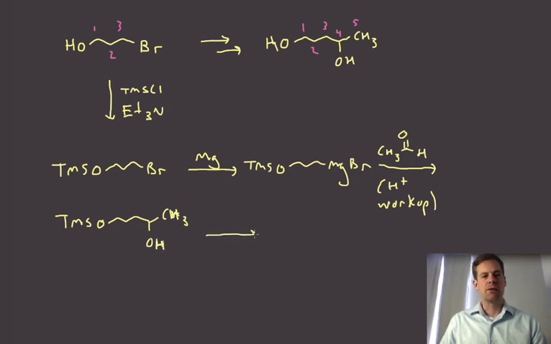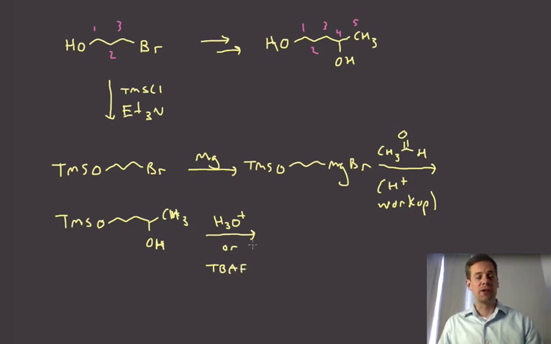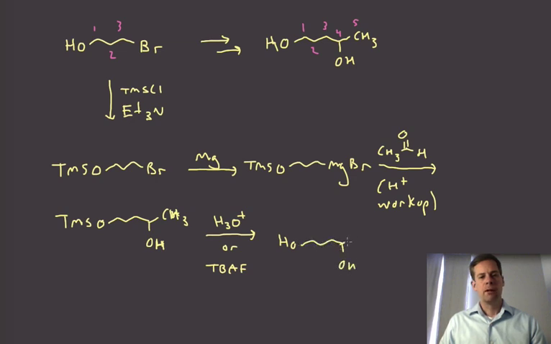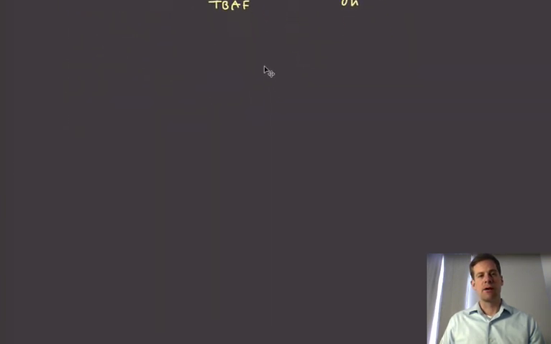Now all we have to do is to deprotect, and so I can just use some aqueous acid, or it would be acceptable to use TBAF in this case. It's actually overkill. You don't need TBAF to deprotect a primary TMS group, but either one of these will work. And if we do that, then we can get to the target molecule. Okay, so that's how we can use a protecting group to, for example, use Grignard reagents. Okay, what about the second of our examples?